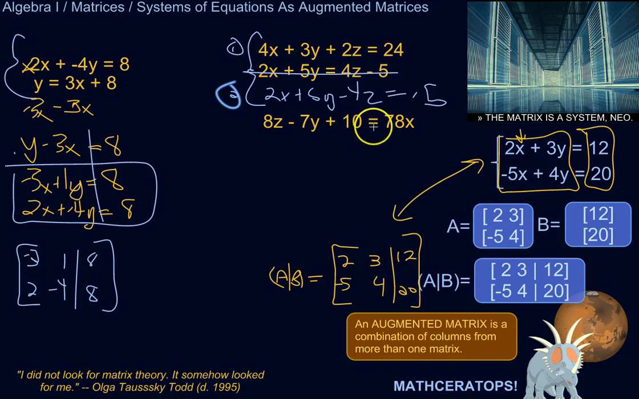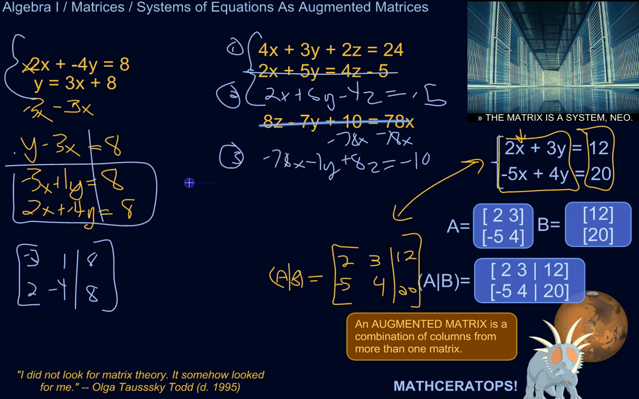Alright, I'm going to subtract 78x from both sides. So let's write that as negative 78x minus 7y. I'm rearranging it as I go. Plus 8z. And then this plus 10, let me move it over to the other side. So I'll subtract 10 from both sides. So then I've got negative 10. So that's the third equation. All right, so we've rearranged that.